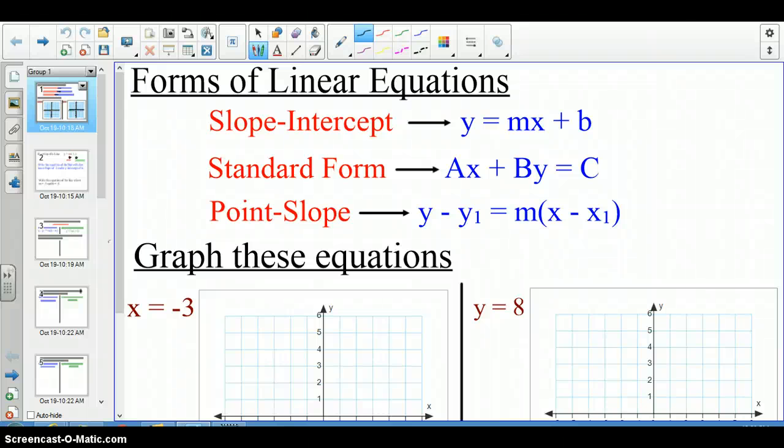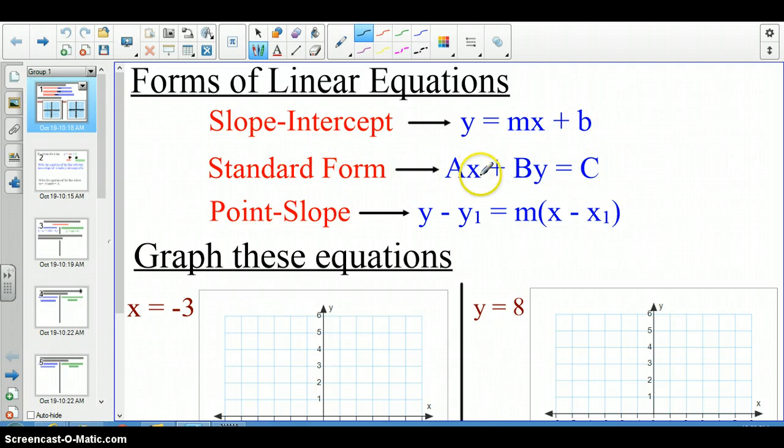Today we are going to go over writing equations using a point and a slope, or maybe 2 points. Okay, first just to refresh ourselves of the different forms of linear equations. The first equation here is slope-intercept form. Y equals mx plus b. Remember, m stands for your slope, b stands for your y-intercept.